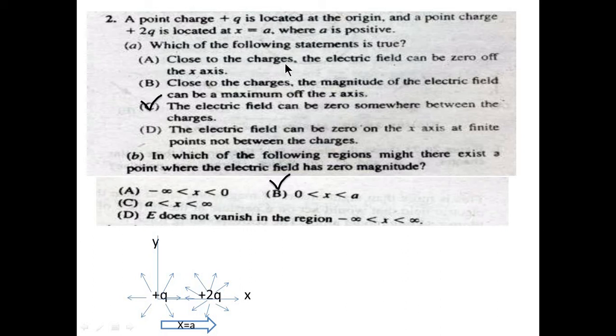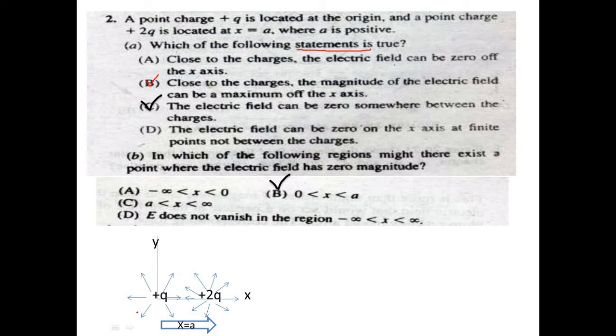Close to the charges, the electric field can be 0 off the x-axis. Close to the charges, the magnitude of the electric field can be maximum off the x-axis. The electric field can be 0 somewhere between the charges. Or the electric field can be 0 on the x-axis at a finite point, not between the charges. The question asks how many statements could be true. So let's see how it is possible, and I'll just write that options B and C are correct.